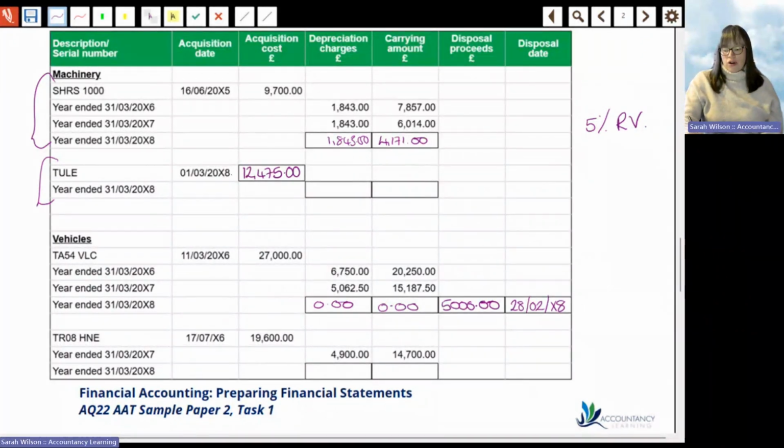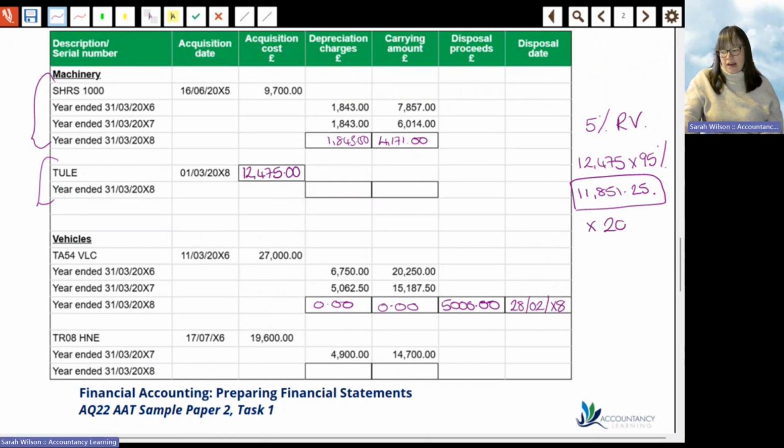So we've got a cost of 12,475, but we've got 5% residual value. So we're only going to apply depreciation on 95% of that value. So our depreciable amount will be 11,851.25, and that's the amount we're going to apply our 20% straight line depreciation on.